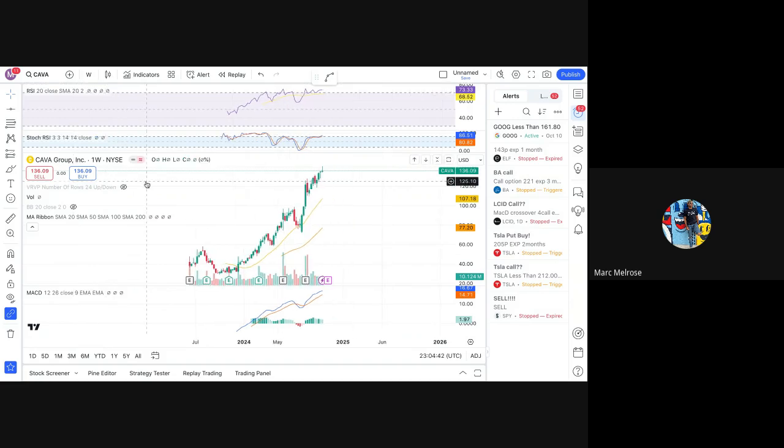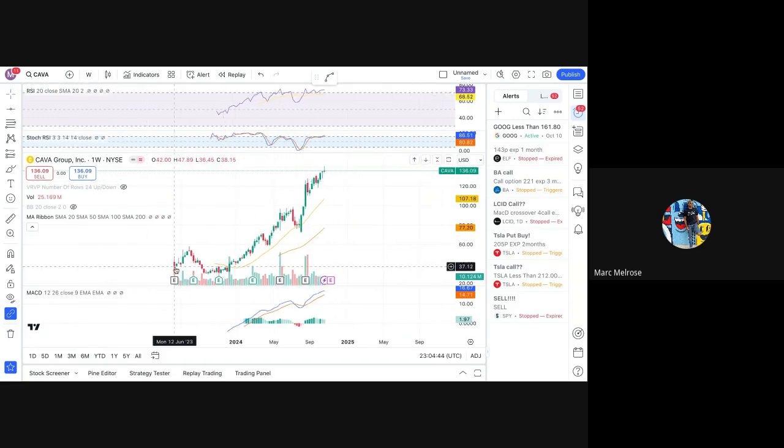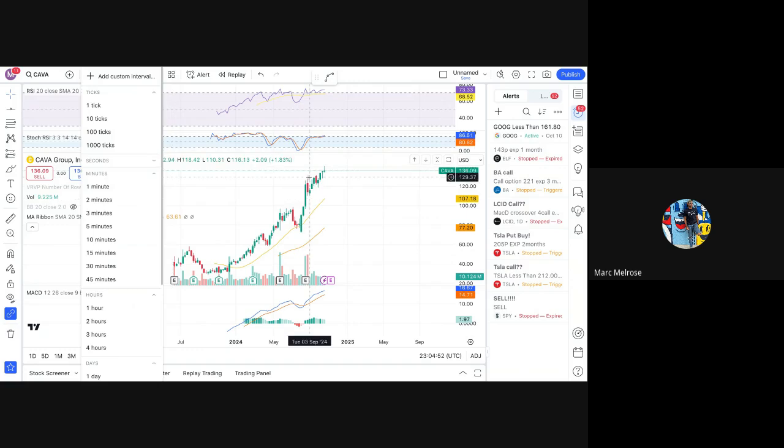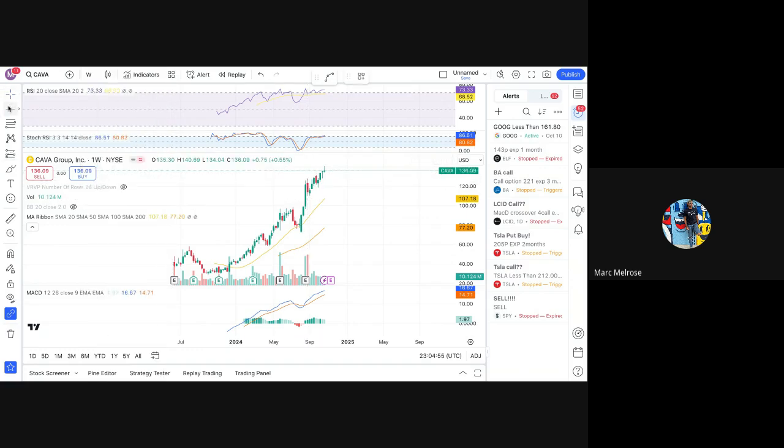All right, this is a fairly new stock. We see it came in June of 2023, so it's been trading for about a year and a half now. We're on the weekly now. We see that they are in all-time highs.